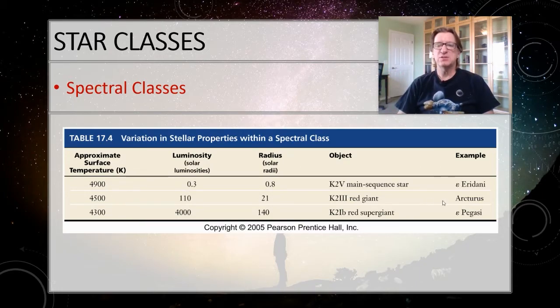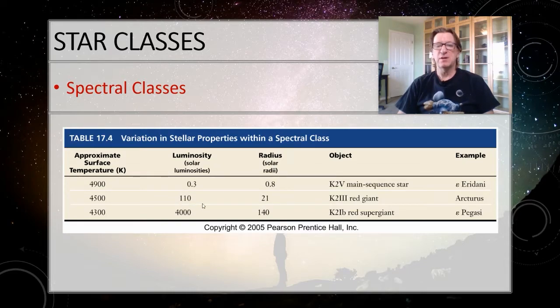However, this star, Epsilon Eridani, which by the way, if you watch Star Trek, that's Vulcan, has a very low luminosity, 0.3 solar luminosities. So this thing's actually dimmer than the sun. Well, that's because of its size. It's actually smaller than the sun.